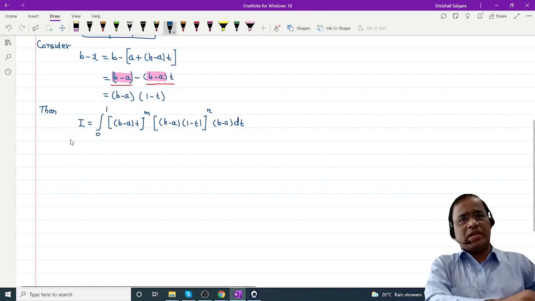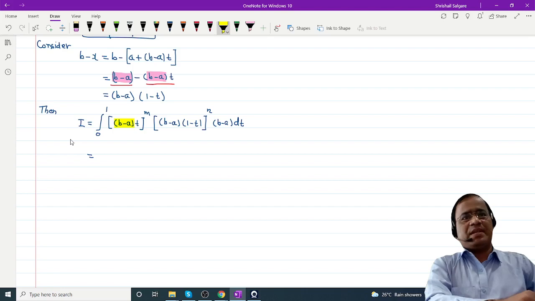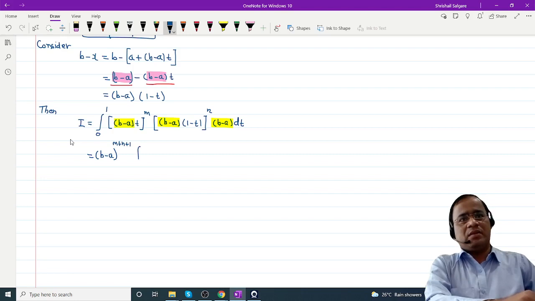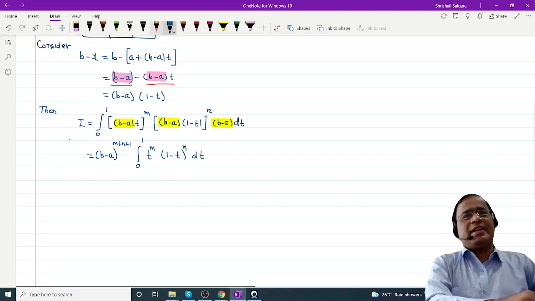Now what is the next simplification? I don't need the upper steps, so I will scroll down. These three b minus a factors are constant terms, and by the linearity property I will take them outside the integral. Can anyone tell me what the power will be? (b minus a) raised to m plus n plus 1. The remaining integral from 0 to 1 is t raised to m into (1 minus t) raised to n dt. I think this second integral defines a beta.